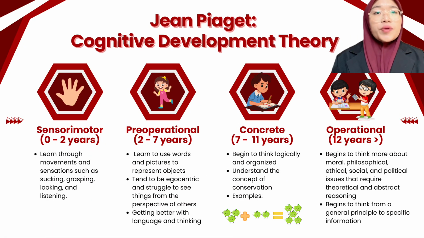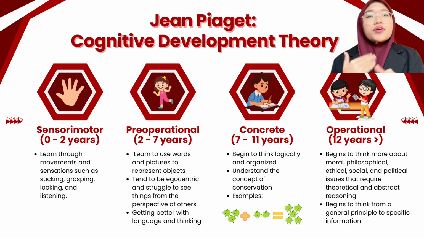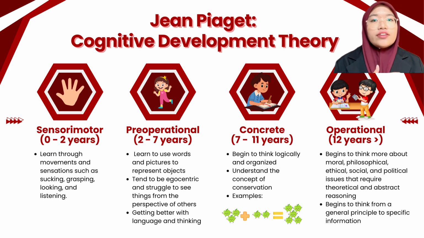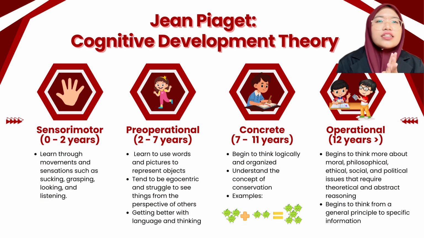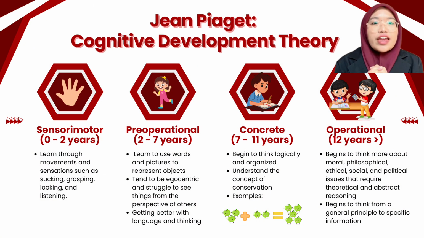According to Piaget, children don't develop their thinking skills all at once. Instead, they progress through 4 distinct stages of cognitive development. The first is the sensorimotor stage, from birth to 2 years old, where learning happens through senses and movement. Next is the pre-operational stage, roughly between ages 2 and 7, when children begin to use language and imagination, but their thinking skill is still very egocentric.